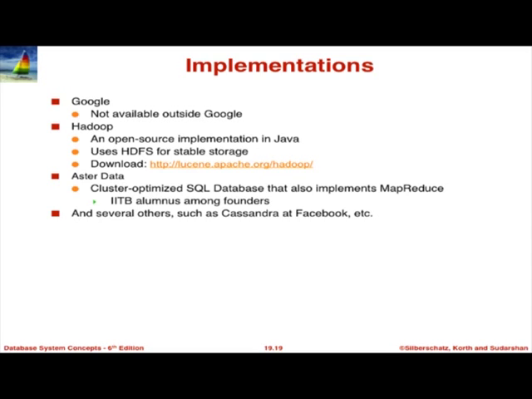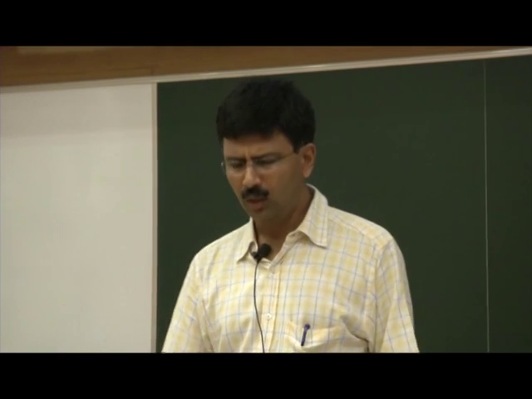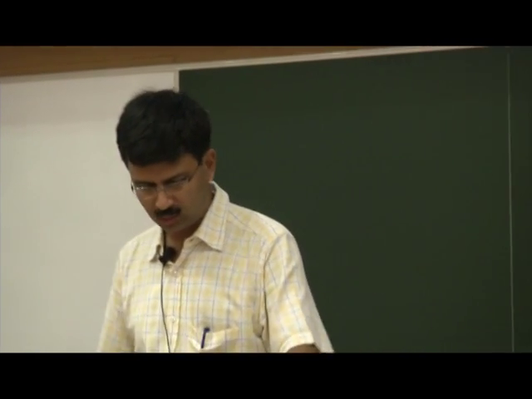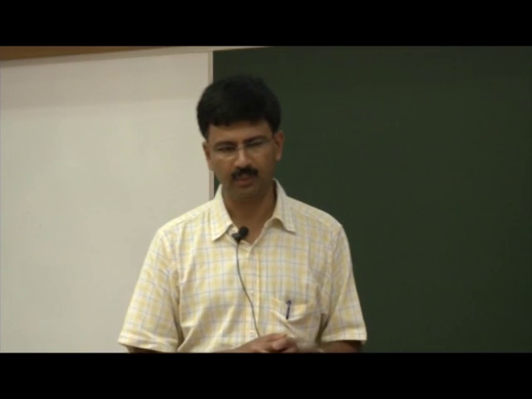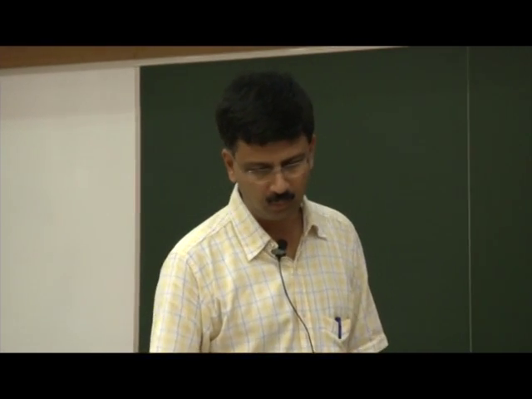Okay, so what are the implementations? As I said, Google is not open source, we can't use it. Hadoop is what everybody uses, it's available there. And there are others, Aster Data, and so on, and some others which are used in other places. But Hadoop is today the thing, that's why we're using it. Now, I've been mentioning this throughout the talk, MapReduce versus parallel databases.